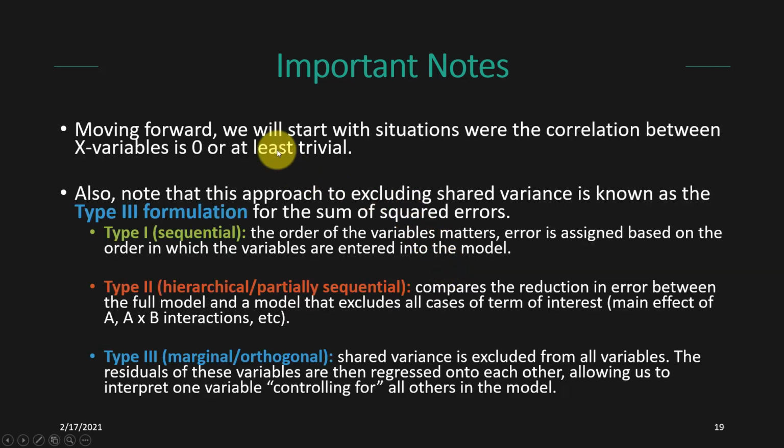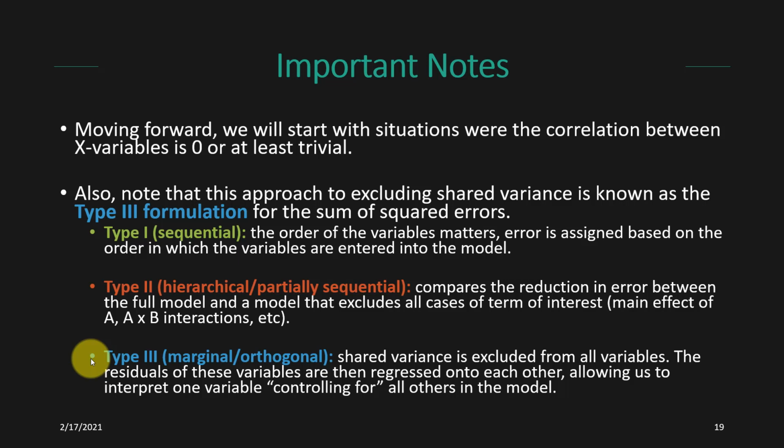Finally, the other thing that we want to note is that this approach to excluding the shared variance is known as the type 3 formulation for the sum of squared errors. There are different types of calculations for the sum of squared errors, and they all vary in how they handle shared variance. The type 3, as we talked about, excludes the shared variance from all variables, right? So it takes the part of age and height that's related to each other, and it removes it from height, it removes it from age, so that you look at the part of height that is independent of age and the part of age that is independent of height.